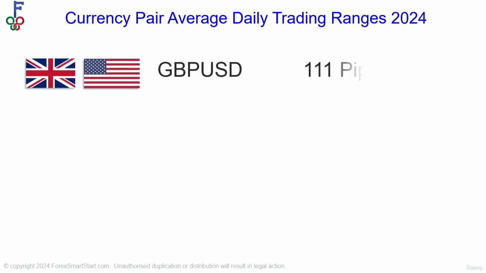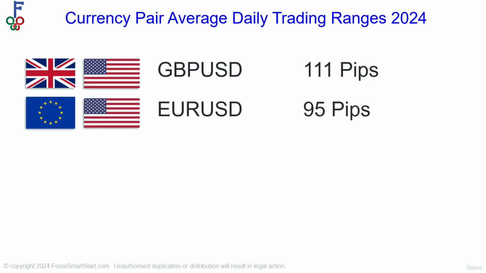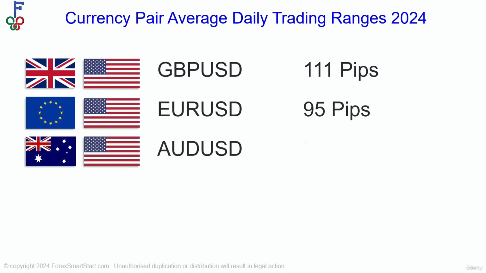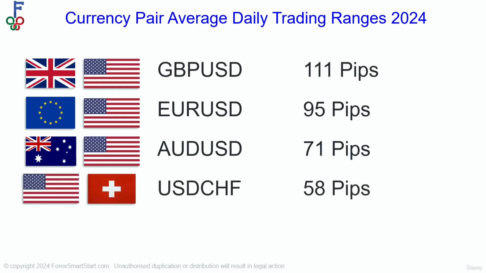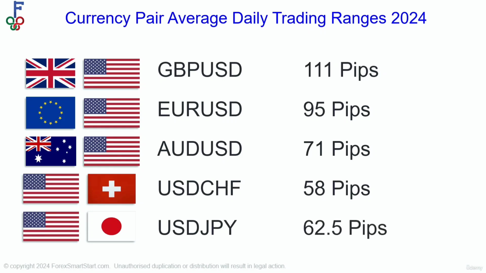Currency pair average daily trading ranges in 2024. British pound US, 111 pips. Euro US, 95 pips, Australian US 71 pips, USD Swiss franc 58 pips, USD Japanese yen 62.5 pips. As we can see, the largest average daily trading ranges are the GBP USD, followed by the Euro USD, AUD USD, USD Swiss franc, and USD Japanese yen.